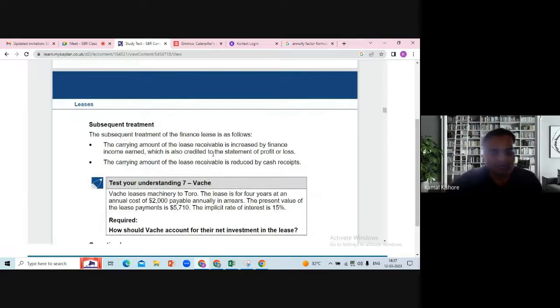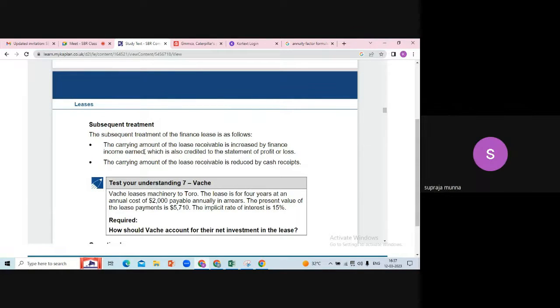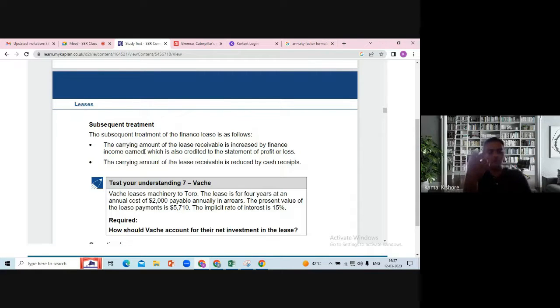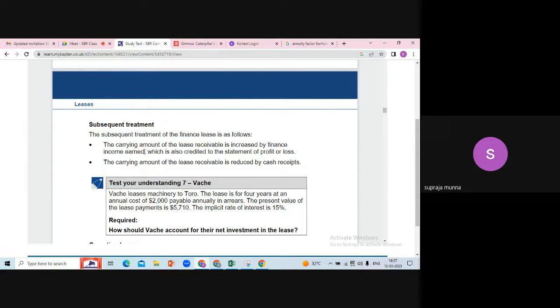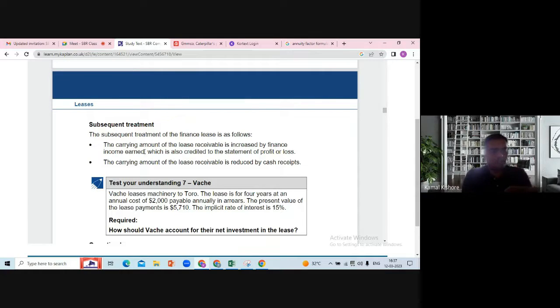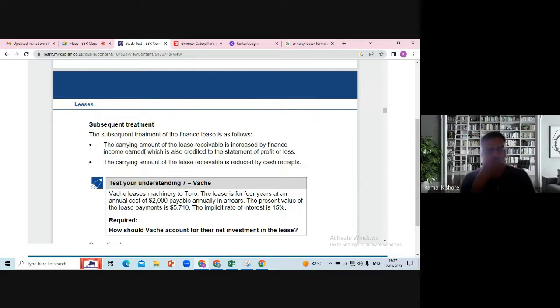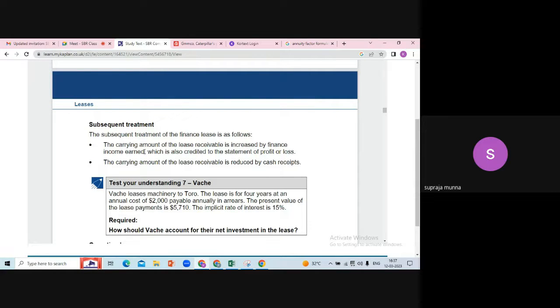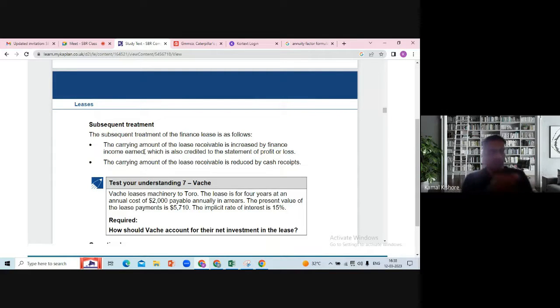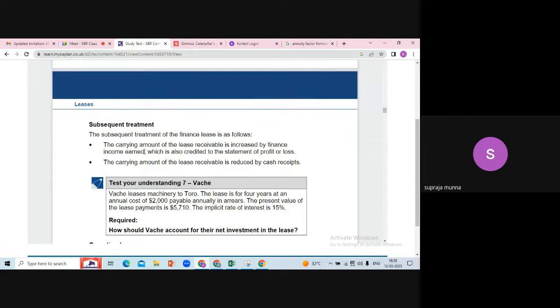Subsequent treatment: the carrying amount of the lease receivable is increased by finance income. Basically, for the lease liability, they will make payments and you will amortize it. Here it is the opposite side. It will come as income to us from them, and it will automatically reduce the carrying amount of the lease receivables, because you are getting the payment.